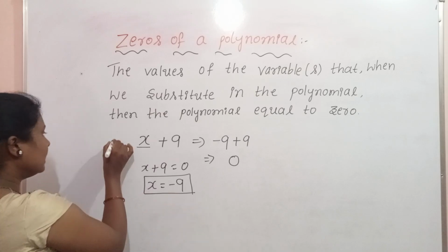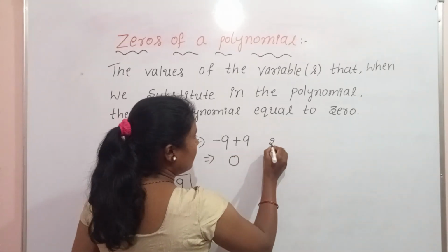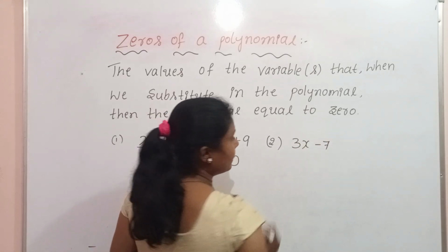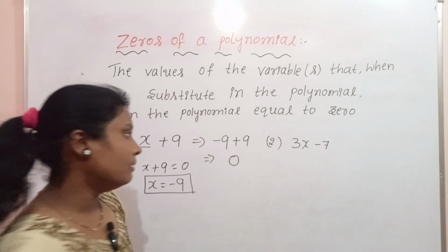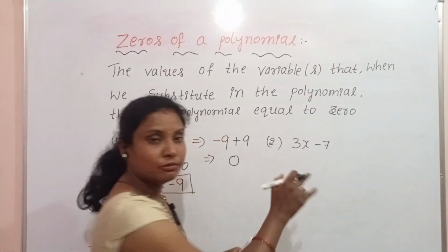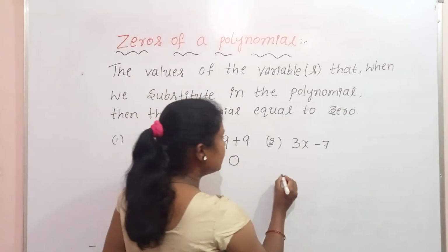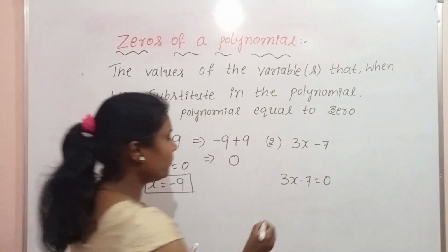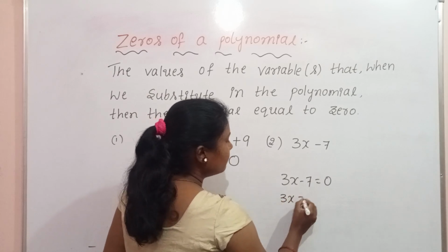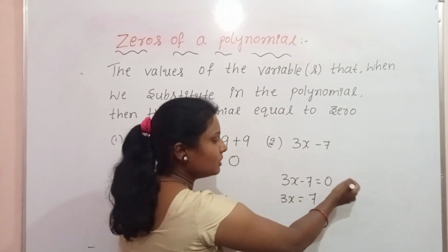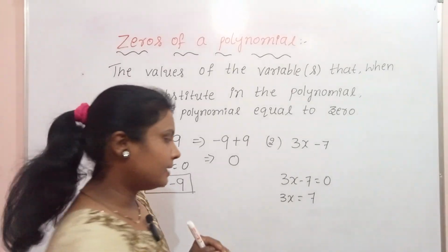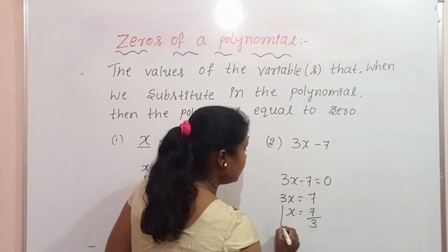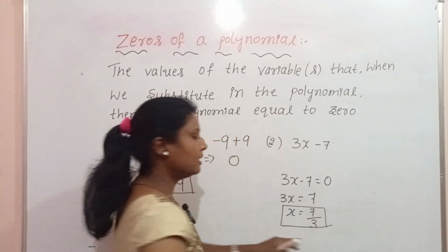Now, we'll consider a second example. 3x minus 7. This is also a linear polynomial. Then, at what value this will become a 0, we'll check. 3x minus 7 equals 0. 3x equals minus 7 moved to this side, which becomes plus 7. x equals 7 by 3. The value of x is 7 by 3.